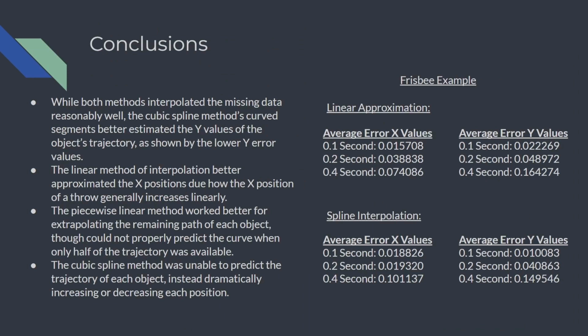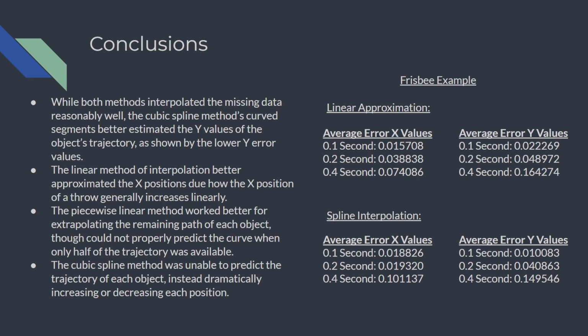So these are some of our conclusions. While both piecewise linear and spline methods interpolated the missing data reasonably well, the cubic spline method was found to better estimate the y values of the object's trajectory, as shown by the generally lower y error values. As you can see on the right, we have the Frisbee example of error values, and comparing the y errors between linear and spline, you can see that the errors go down a bit when you use the spline over the linear.